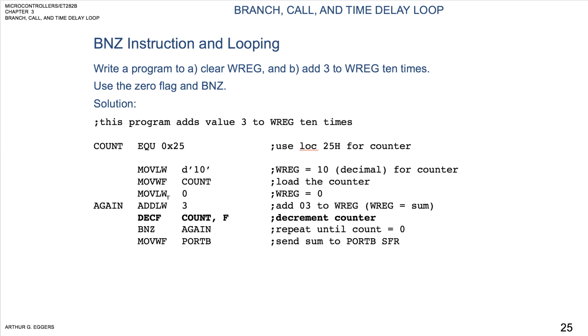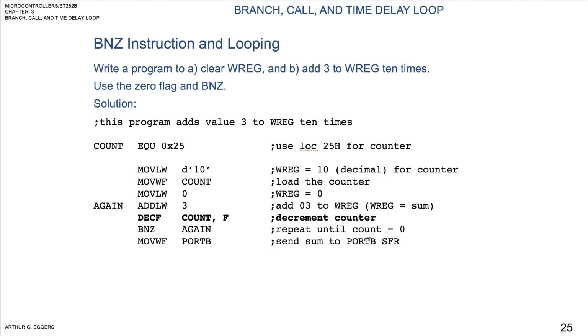In this case, the move WF to port B. Where is our move? There it is, the last line in here. Move WF to port B sends the sum to the port B SFR. Notice that in the decrement F instruction, the file register 25H is used as a register to hold the count as it decrements instead of the working register. If the working register is used as the destination of the DECF instruction, then you will end up in an infinite loop because the count remains at its original value of 10.